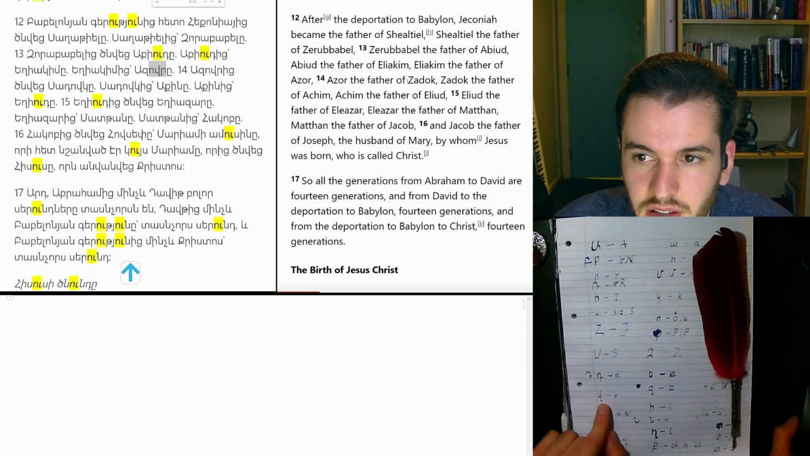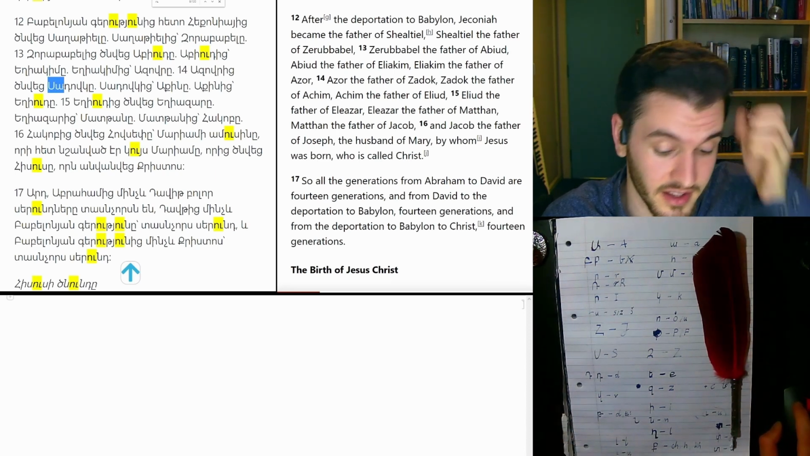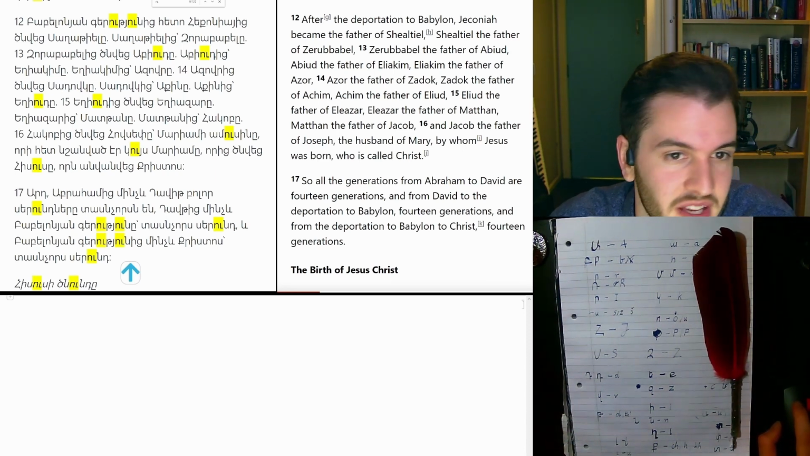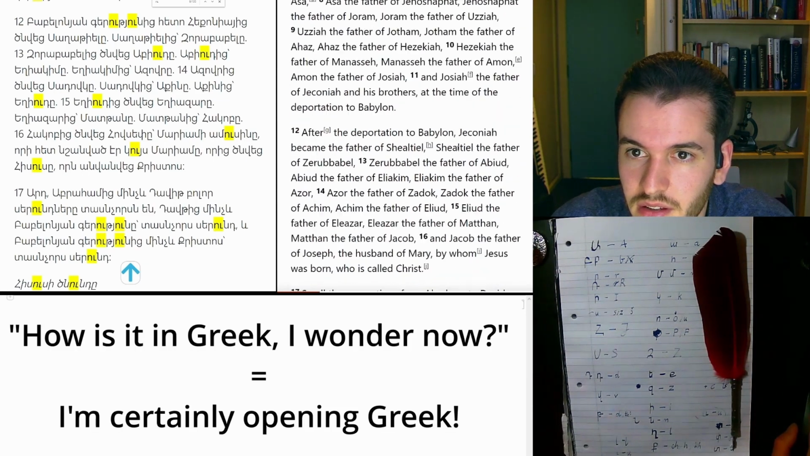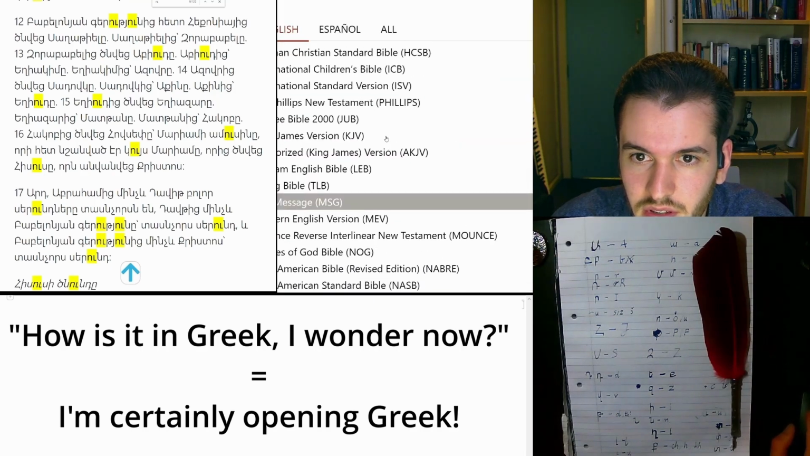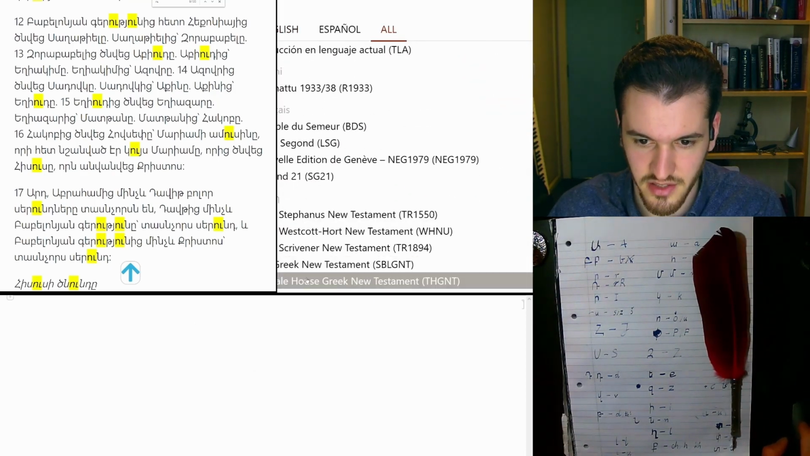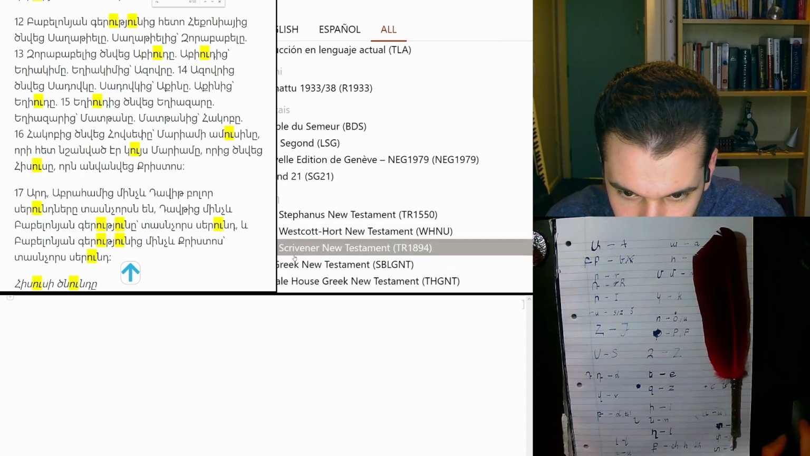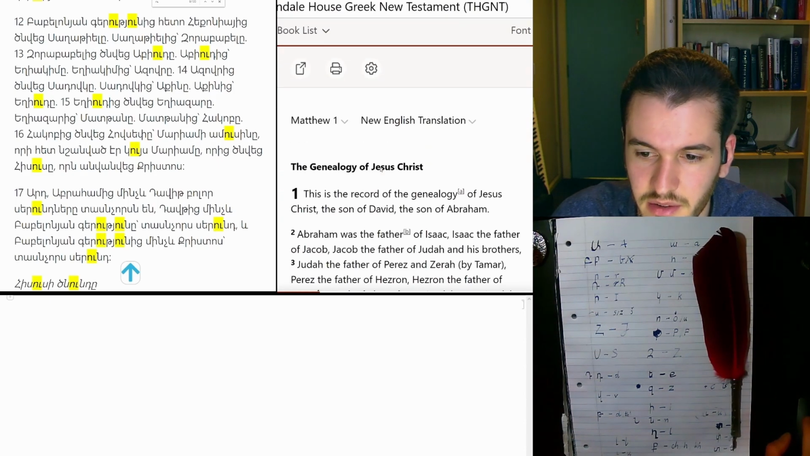Azor, Zadok, or Sadok. Let's see, 14. Azor fathered. Yes, okay, again, Sa. Or Tsa, maybe? You know, who knows? How is it in Greek? I wonder now. What if I turn this into... Give me all languages and give me Greek. Oh, Koine, yes. Cool. No, Nestle-Aland, I'll take Tyndale House Greek.